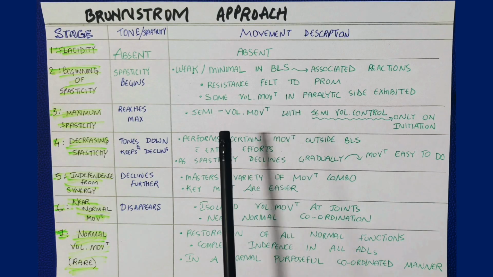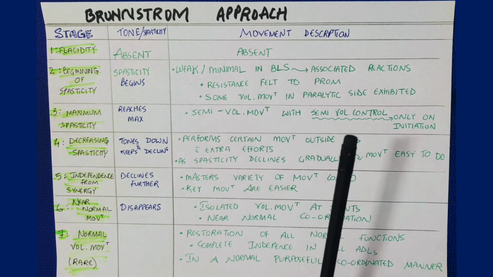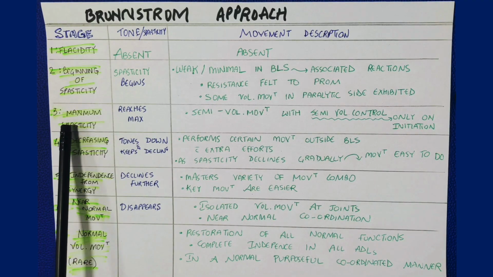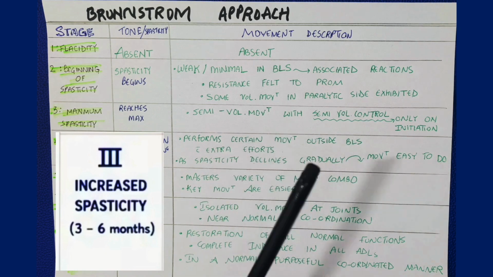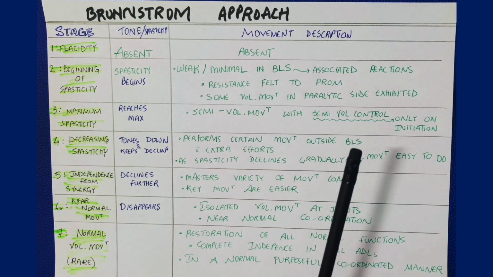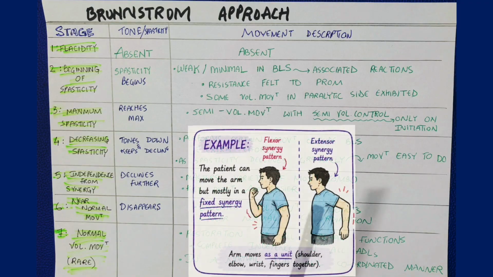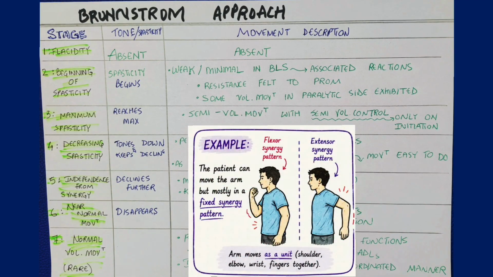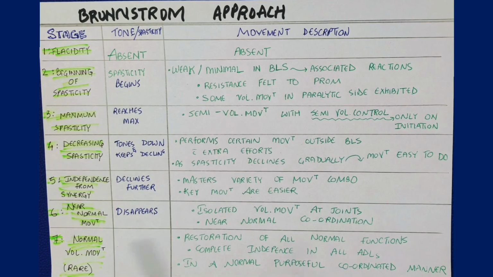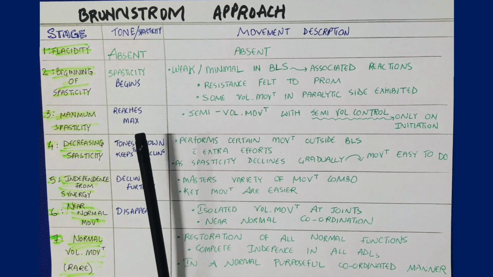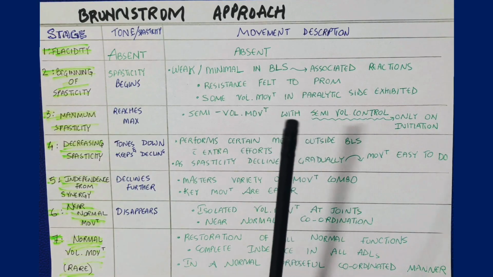Also, we get to see some patients can exhibit some voluntary movement in the paralytic side. Stage 3 is maximum spasticity. We get to see that the patient can now initiate and perform basic limb synergy, but it's not necessary that they can complete the full range of motion. So a semi-voluntary control phase is there, that is only on initiation of the movement, but not on the outcome. Therefore, the outcome will always be either flexor or extensor synergy. Definitely tone is maximum and the patient cannot isolate the joint movements.